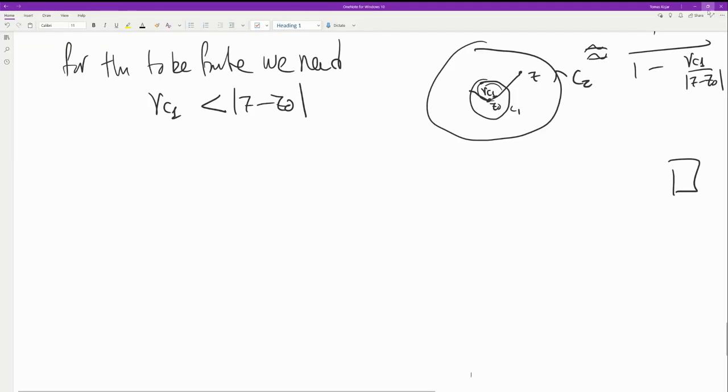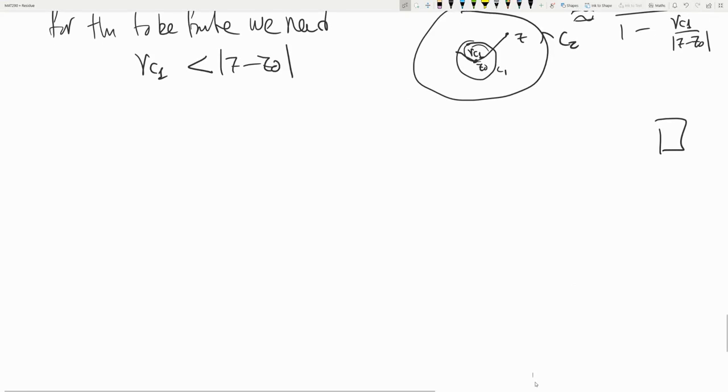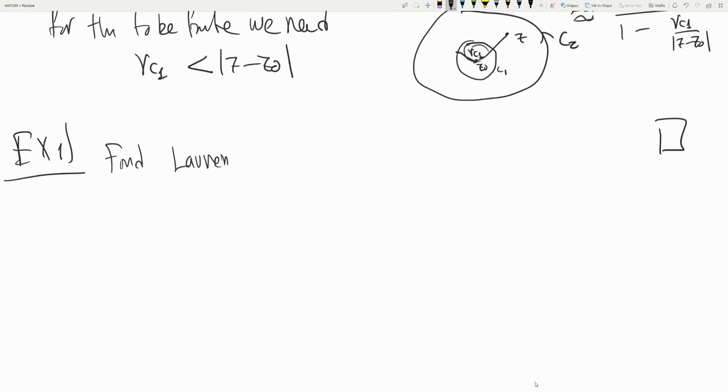Okay, so let's do some examples. Example: find the Laurent series for cosine z over z to the 3 at z equals 0. So, first of all, is that even possible?